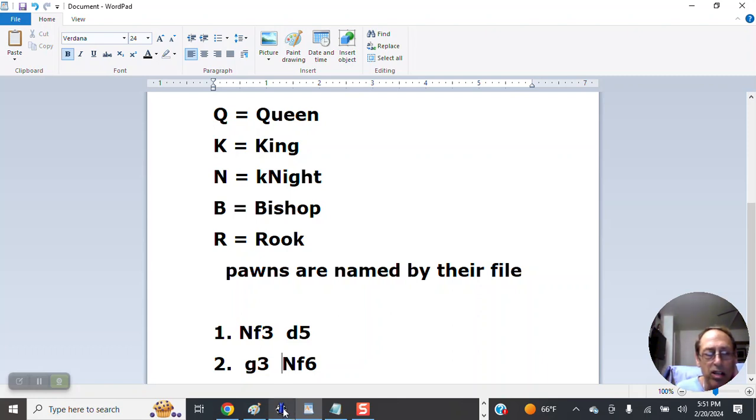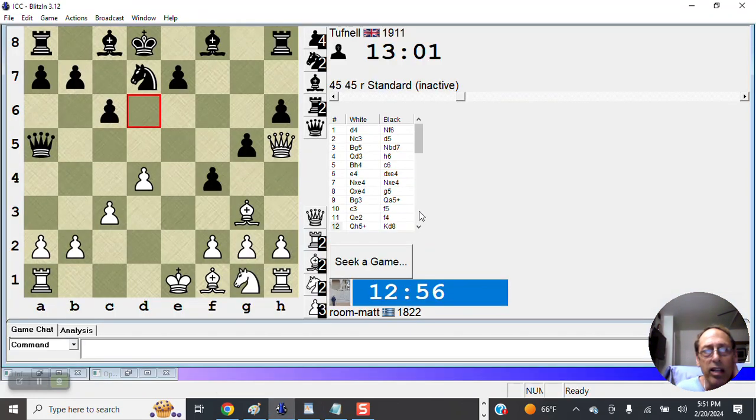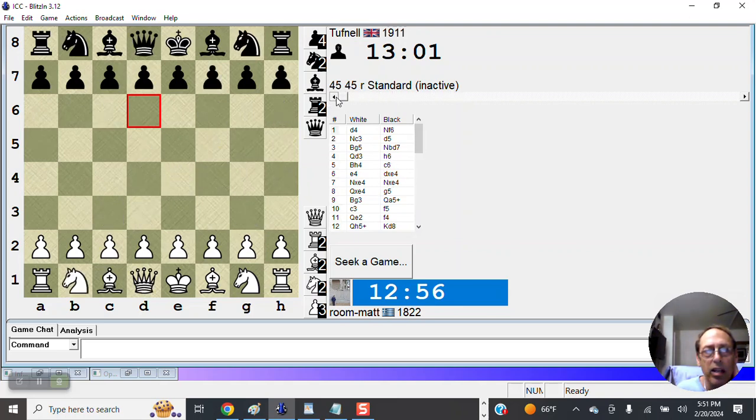So let's take a look at this game here. Go all the way back to the beginning. Okay, it says d4. So here's d and here's 4. But it starts with a lowercase letter. That means a pawn moves there. There's only one pawn that can go there. So that would be this move.